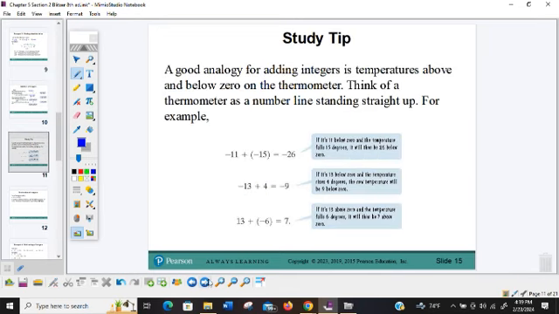You can think about this, and this is a good trick. You can think of it like a thermometer, okay? Think of it about like a thermometer with your temperatures. All right, the positives are above 0, negatives below 0. Think of it standing straight up and down. If you have negative 11 degrees and you go down 15 more, you're at negative 26. If you're at negative 13 degrees and you go up 4 degrees, you're still below 0, but you're at negative 9. If you're at positive 13 degrees and you go down 6, you're still above 0. You're at a positive 7.